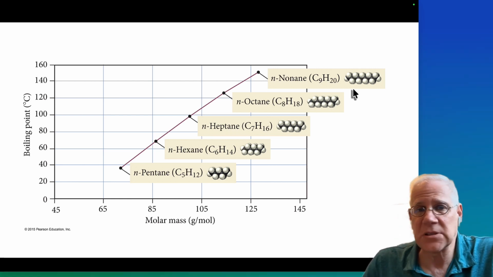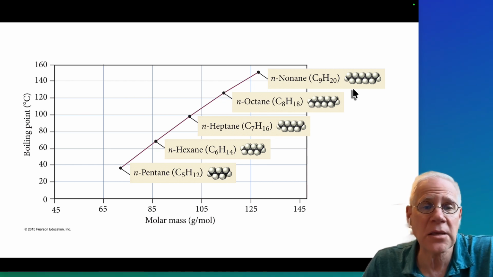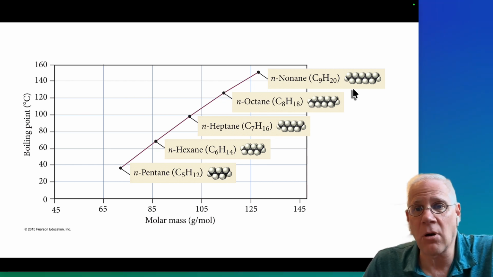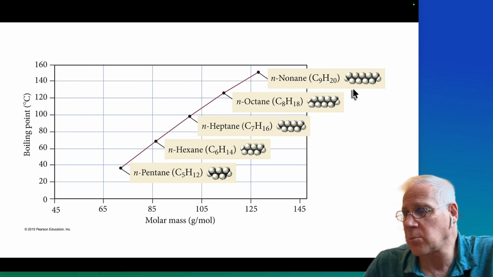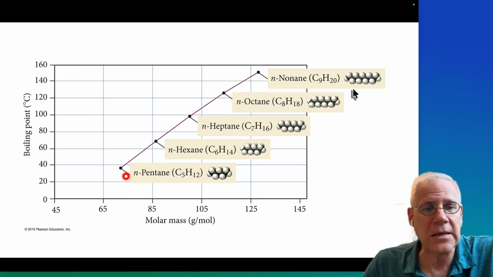Okay, so here we see a series of alkanes: pentane, hexane, heptane, octane, nonane. We know that these alkanes are all nonpolar molecules. Let's take a look at these boiling points. And so here we see pentane boiling point somewhere around 38, so significantly below water. As we add another CH2 unit on there, it goes up to about 65, still well below water.